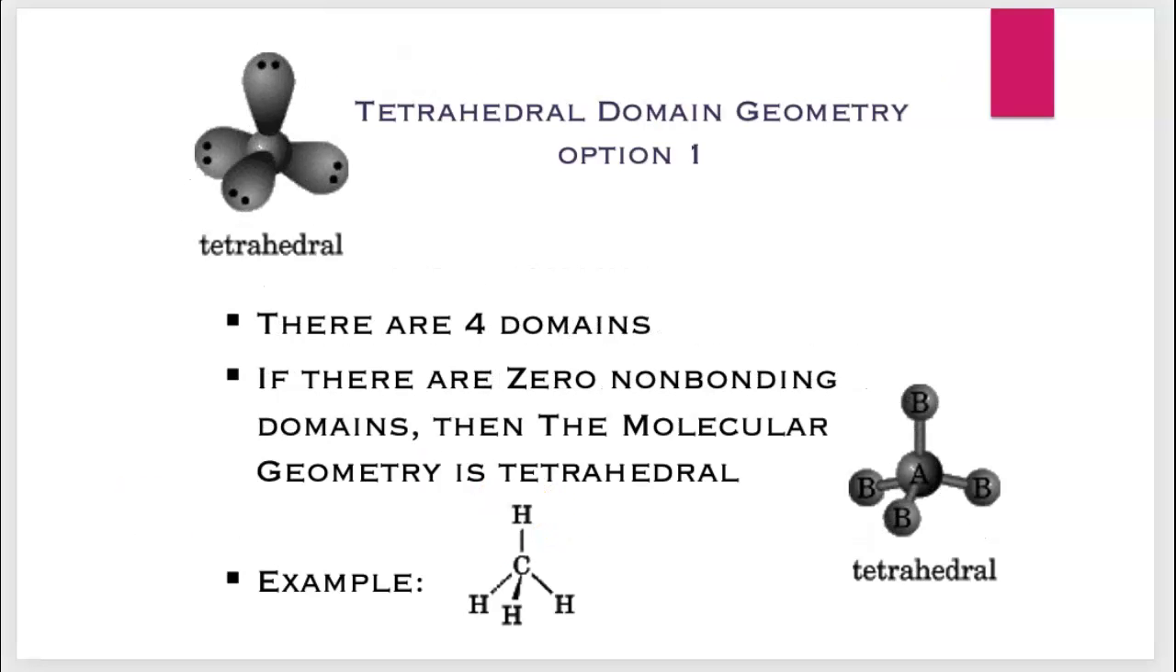So let's go to 4 domains. There's going to be 3 different options here. If there are 0 non-bonding, domain and molecular are the same thing, it's tetrahedral, like in this methane molecule. The carbon has 4 bonds, no non-bonding. That is a tetrahedral geometry.